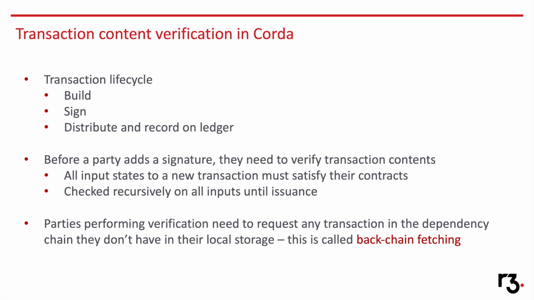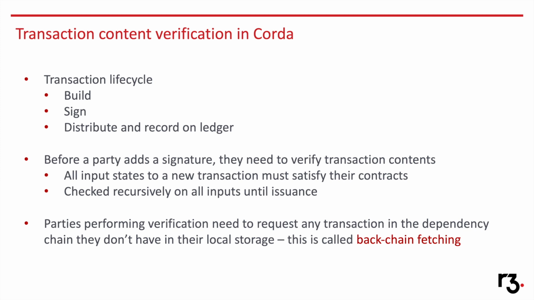And a participant that is doing this needs to have access to all those dependency transactions, so they need to fetch them from somewhere if they don't have them in their local storage. Correct, and this is known as backchain fetching. And this is something that is done by the node that is proposing the transaction. They're the one that potentially has to go and fetch. Correct, and it's done before they sign the transaction.